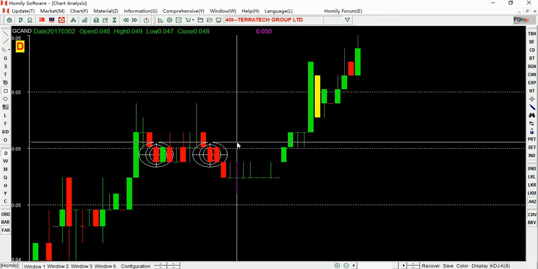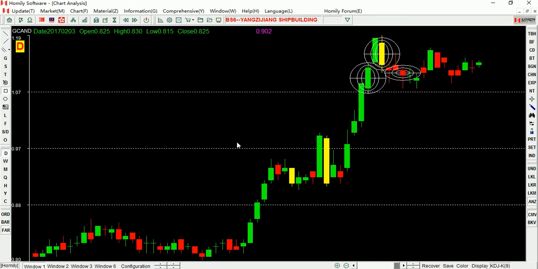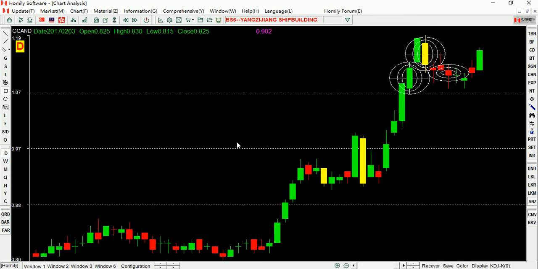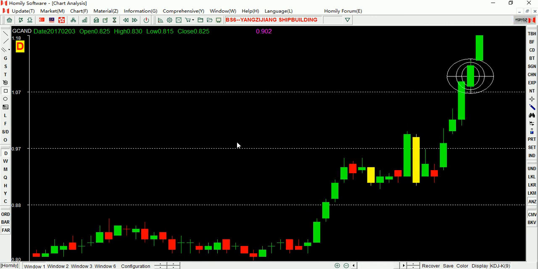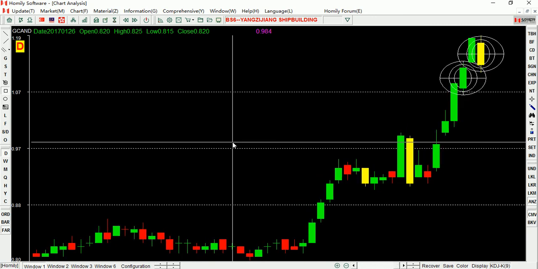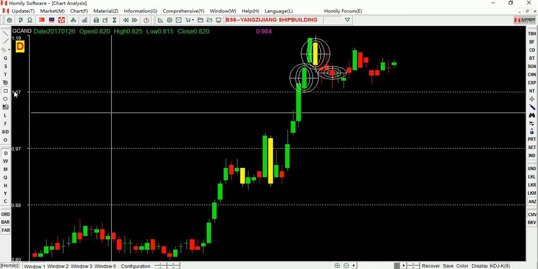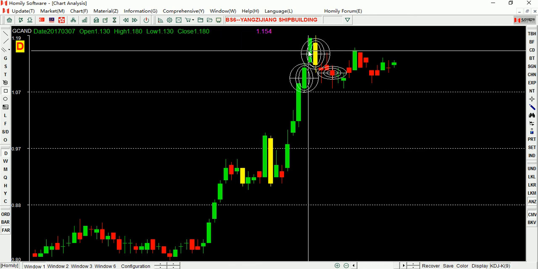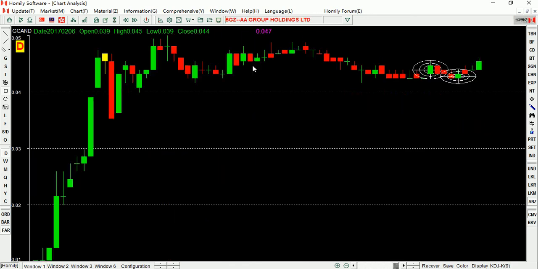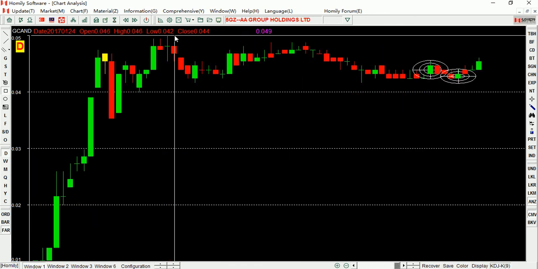Okay, so let's see Yang Zijiang. Time black hole and the yellow candlestick appears at the same time. This is the double warning signal. What should we do? Sell, quickly sell. Okay, so you can, here you should sell first because this is the warning signal. So this is the method.